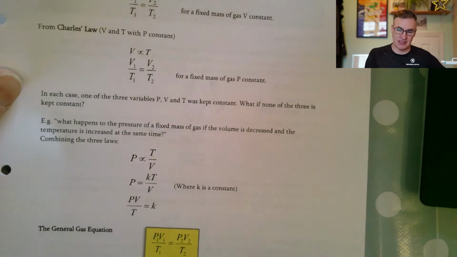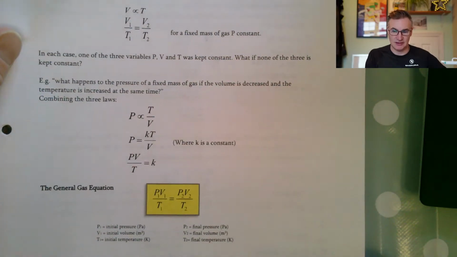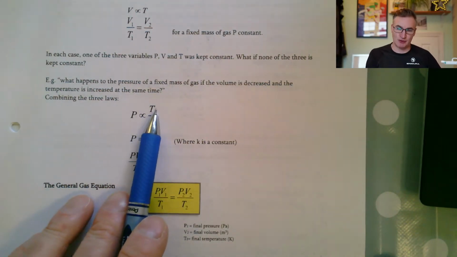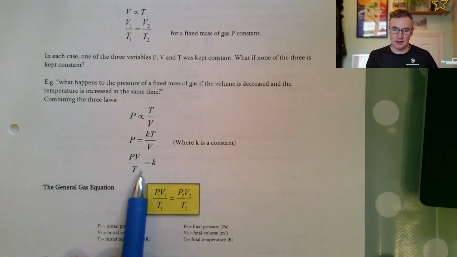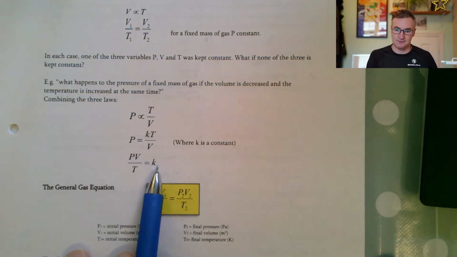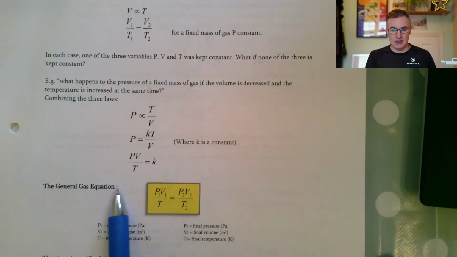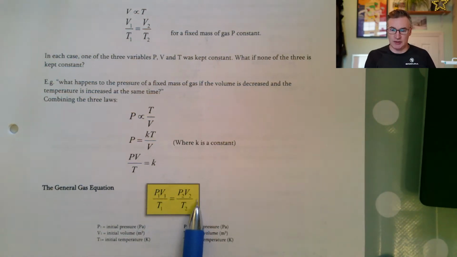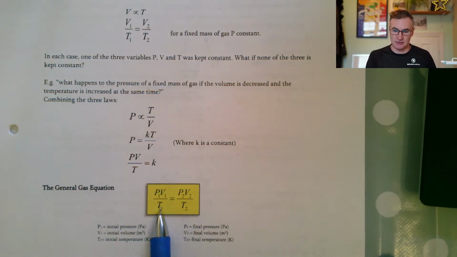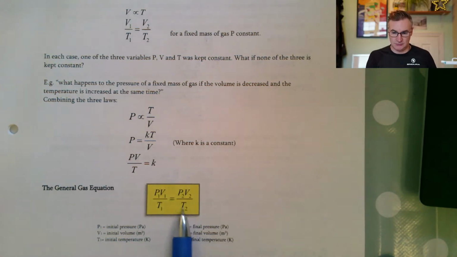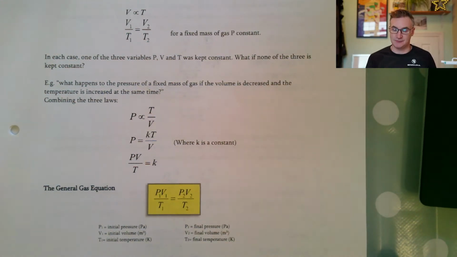Putting all three of these together, what we'll have is that pressure is directly proportional to temperature and volume. But when we work this through, we'll have pressure times volume divided by temperature, as long as that's in Kelvin, remember, is equal to a constant. And then, as before, we can look at a before and after scenario. So pressure times volume divided by temperature at the start is going to equal these terms after. Okay, so we'll do a worked example, and then that will be us done.